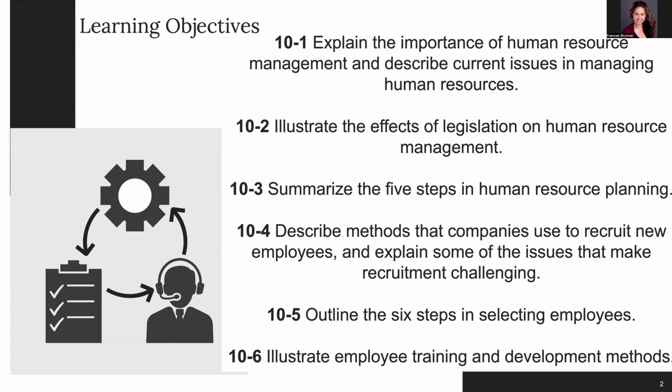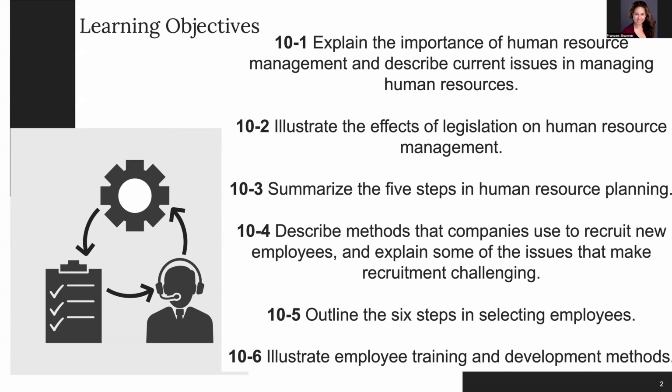We're also going to trace 6 steps in appraising employee performance, and we'll summarize the objectives of employee compensation programs and evaluate pay systems and fringe benefits. We'll demonstrate how managers use scheduling plans to adapt to workers' needs and describe how employees can move through a company.